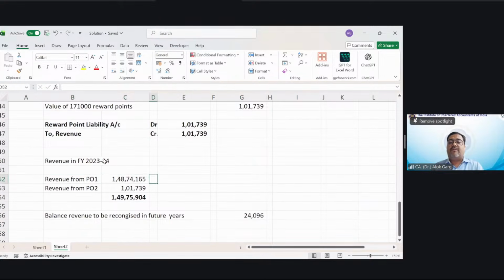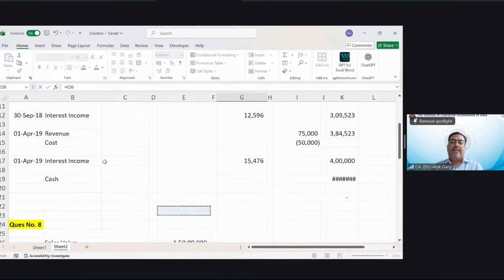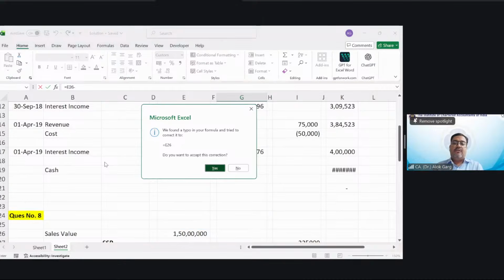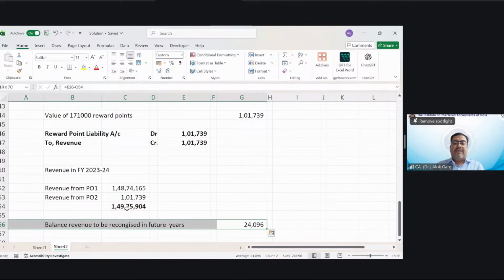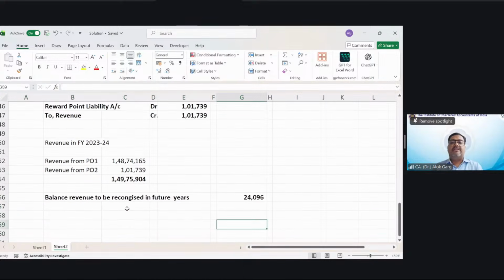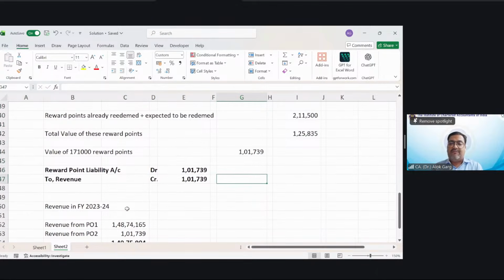Revenue from the first performance obligation is complete, from the second this. So you have recognized a revenue of 149,759,04. The balance revenue, how much? You collected 150, but you recognized a revenue of 149,759,04. So this balance revenue of 24,000 has to be recognized in the future. And what is this 24,000? This is the reward point liability.